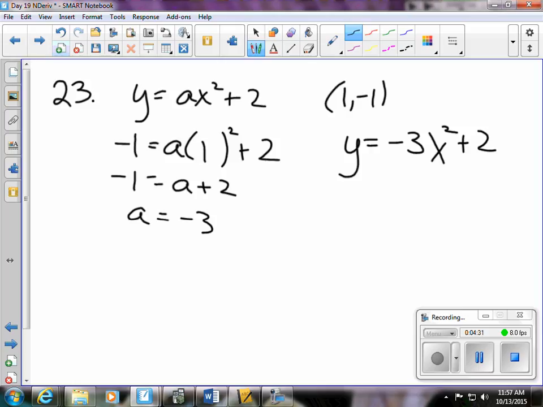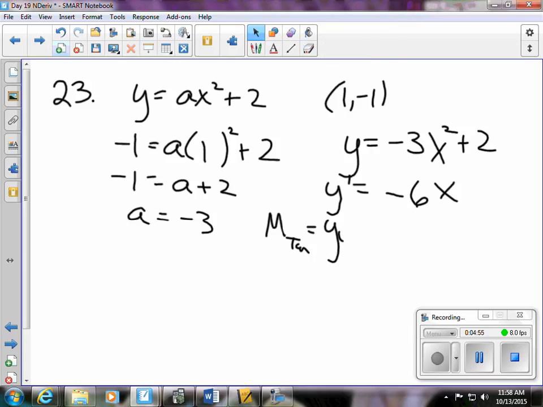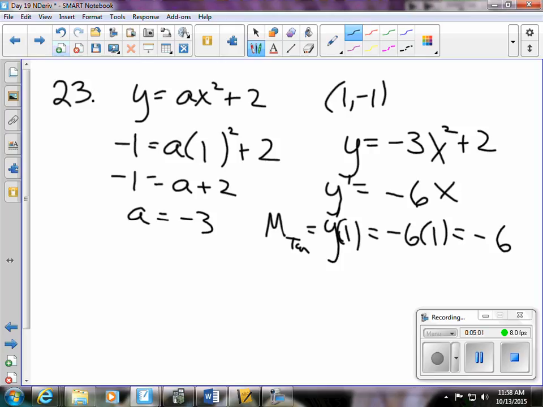So what are we going to have to do to get the slope of the tangent? Derivative. And what would the derivative be? -6x. So what would the slope of the tangent be at x equals 1? So we're going to take y prime at 1. That would be negative 6 times 1 equals negative 6. So what would then be the slope of the normal line? Positive 1/6. Okay. We've got the slope of our normal line is positive 1/6.